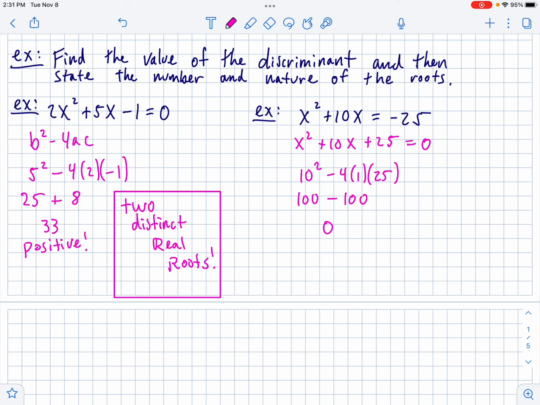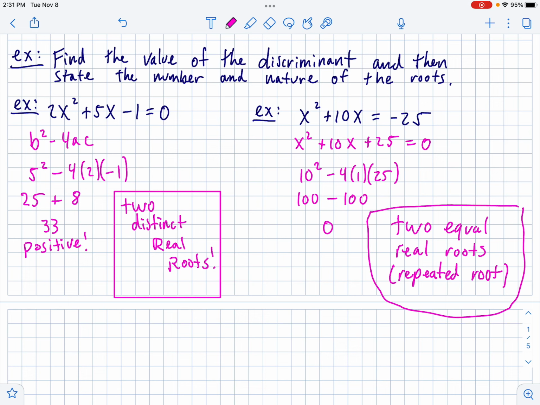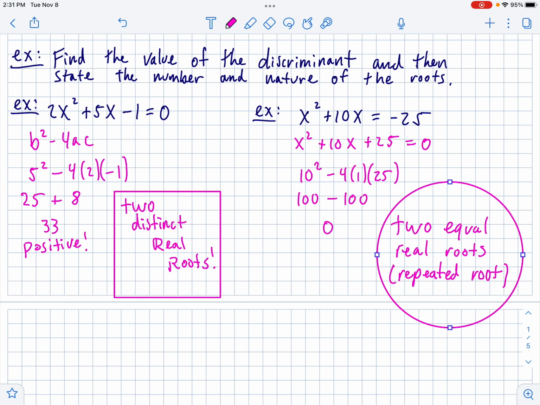So the discriminant is 0, which if you go back up to that table we just did, means there is 1 real root. Oh no, we're just talking about the roots. So 2 equal real roots. Another way to say this is that it's a repeated root. Yep, a circle. That's what I was going for.